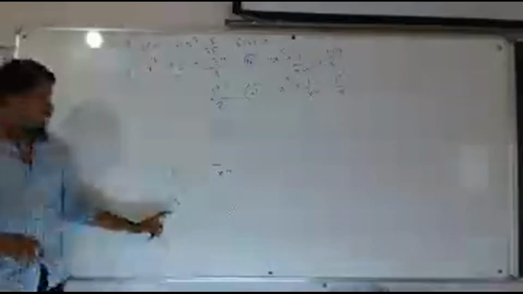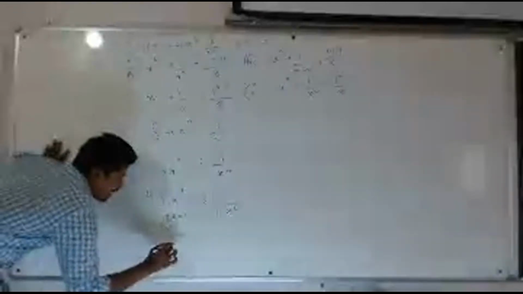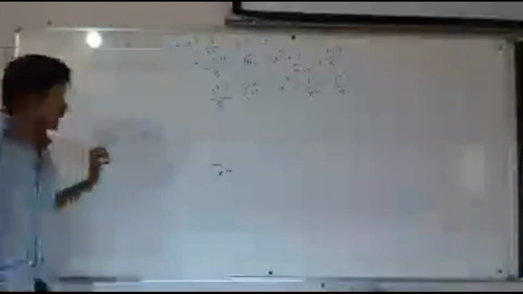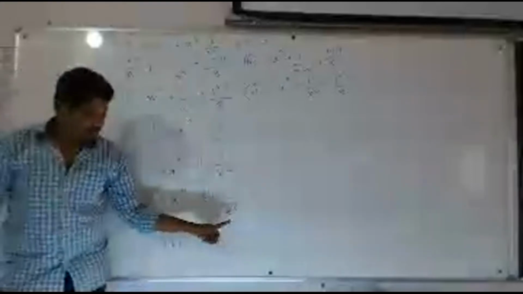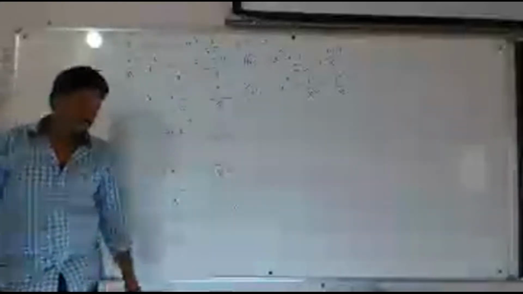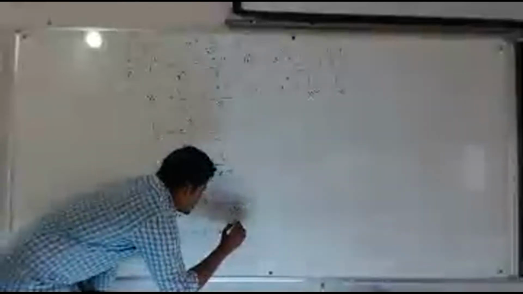What formula do we have to apply here? What is the formula for x power n? x power n plus 1 by n plus 1. Minus 3 into, observe carefully, 1 by x power 4. If x power 4 goes upward, it will become x power minus 4. You have to apply the formula for x power minus 4: x power minus 4 plus 1.